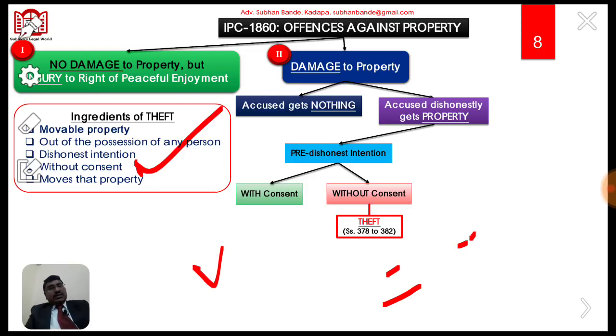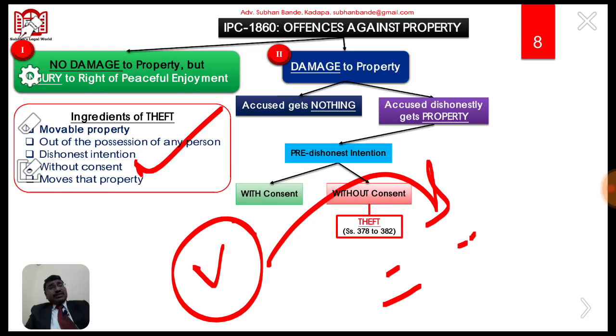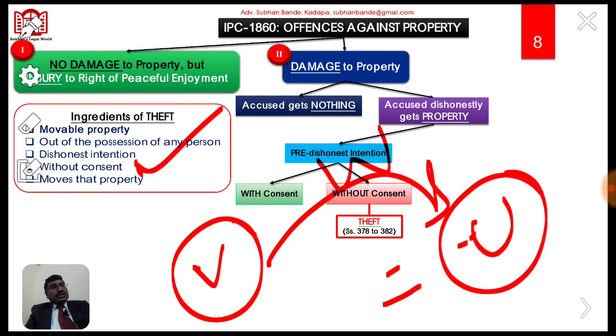Mr. V pawns his watch with Mr. U. Without U's consent, he takes away the watch. Mr. V takes away the watch from the possession of Mr. U without paying the money, so he is liable for theft. He is liable for theft.